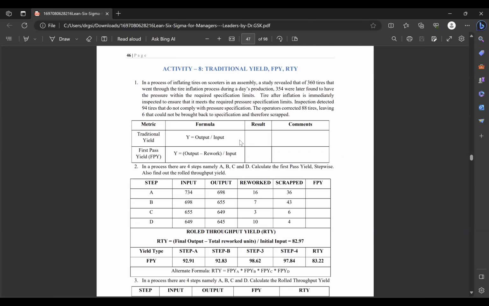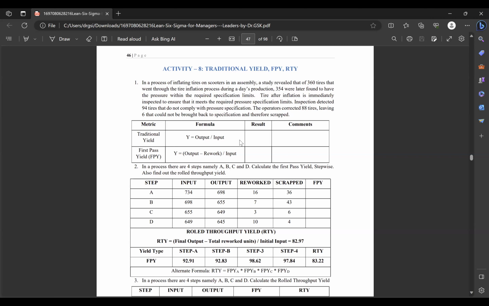Now you need to calculate the first pass yield. What is your formula now? Output minus rework divided by input. That's all. Very good. So the first case is 698 minus rework, which is 16. Then you have to divide that value by 734. That will be your first pass yield: 92.91. You can write that here.